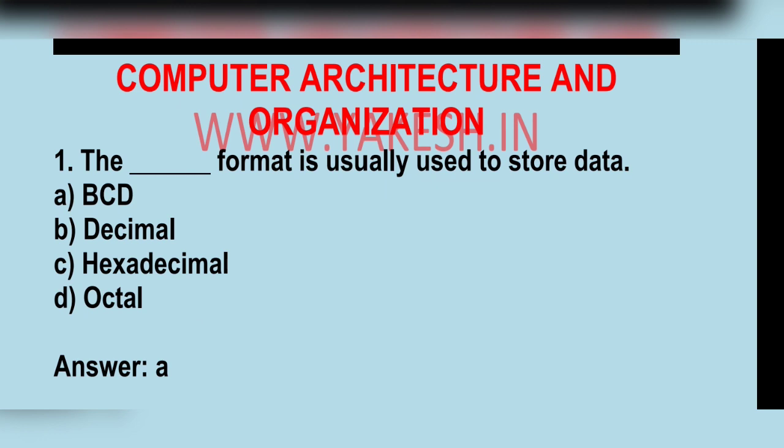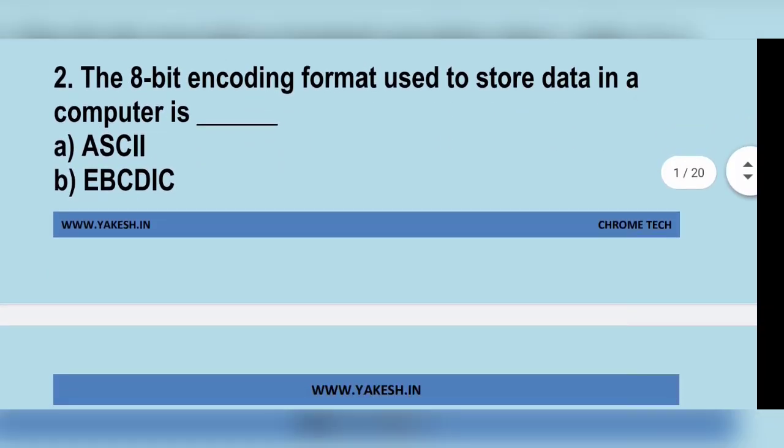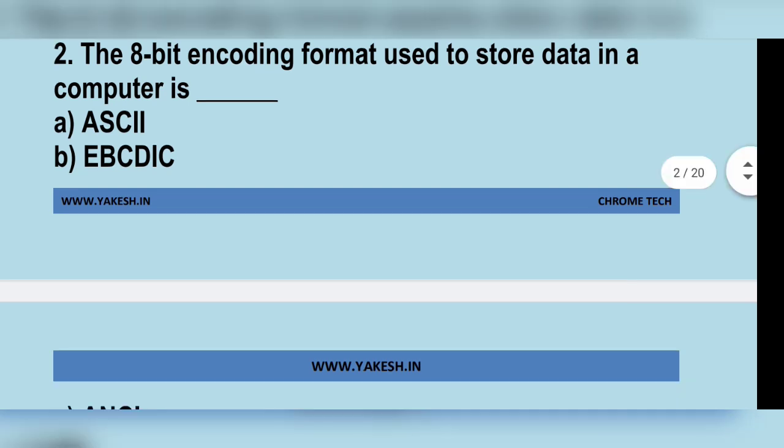Important MCQ. First question. The dash format is usually used to store data. Option A, BCD format. Next question. The 8-bit encoding format needed to store data in the computer is option B, EBCDIC. Option B is the correct answer.